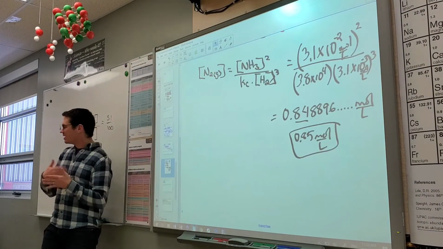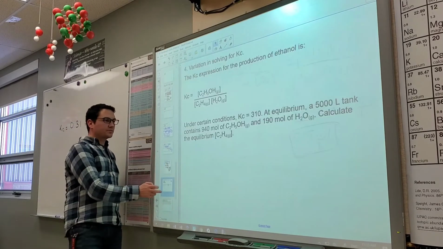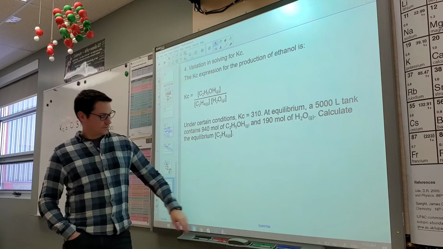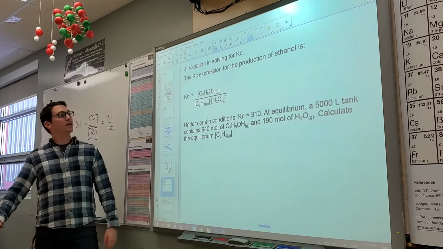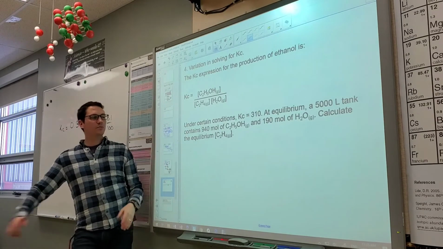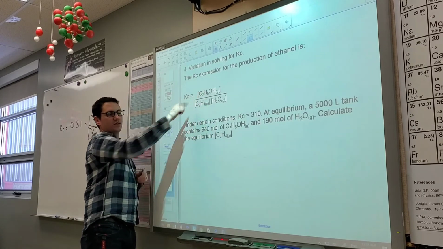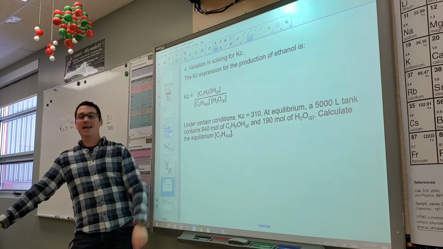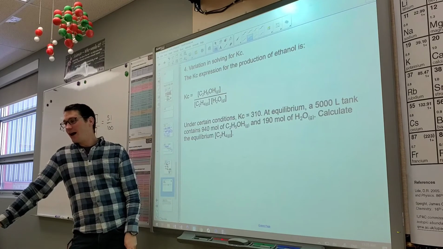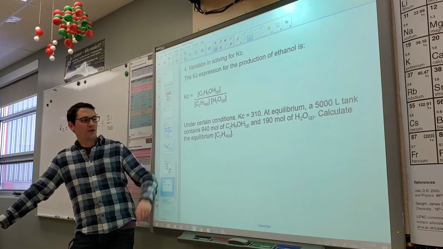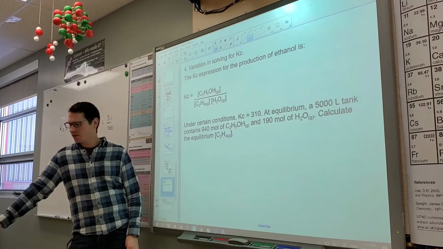Last thing. We can do this really quickly. So a variation for solving Kc. The Kc expression for the production of ethanol is this. So there's a reaction. Basically, it's this plus this gives you that. Under certain conditions, the Kc is 310. At equilibrium, a 5,000 liter tank contains 940 moles of ethanol, 190 moles of water. Calculate the equilibrium concentration of C2H4.